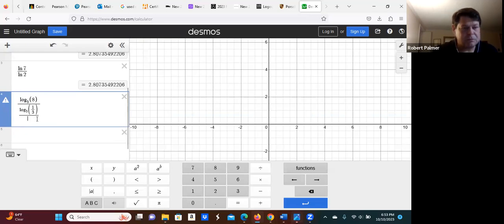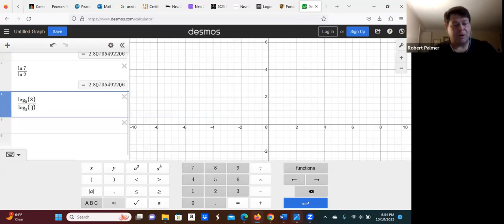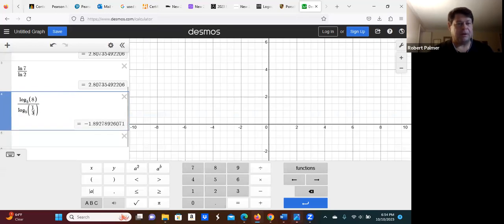Go below, and then I'll just change this to log base, and then just do 1 divided by 3. And, oops, actually that didn't work. Hang on. I accidentally copied the whole thing, so maybe this won't work the way I want it to. There we go. Okay. Then make sure you correct it. So 1/3. Right. That's about negative 1.892.